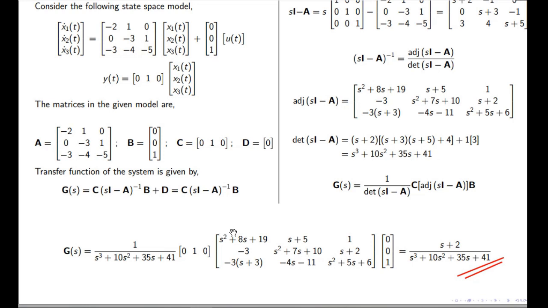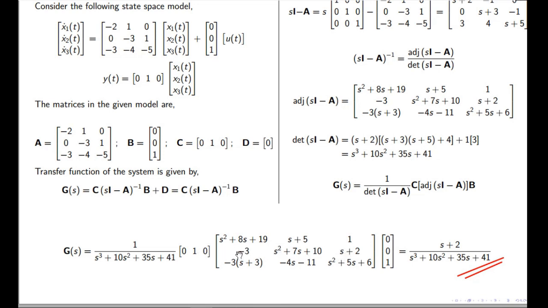If I multiply this C matrix with this adjoint matrix, I'll get a row vector, because 0 into 0, 0 into this will be 0, 1 into this will be minus 3, and 0 into 0, 0 into this will be 0. So the first term will be minus 3. Similarly, multiplying the second column, you will get S square plus 7S plus 10, and the third element will be S plus 2.